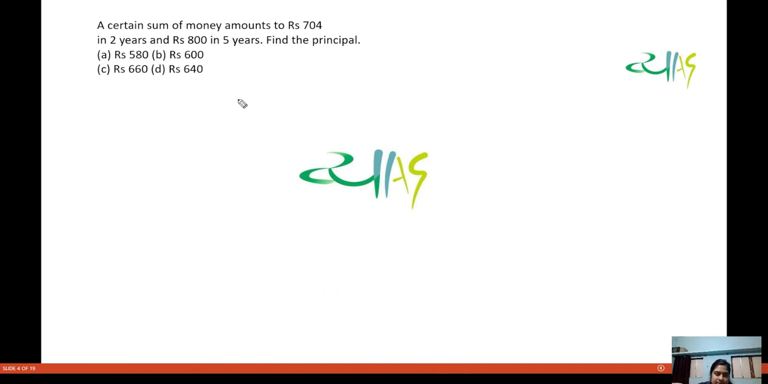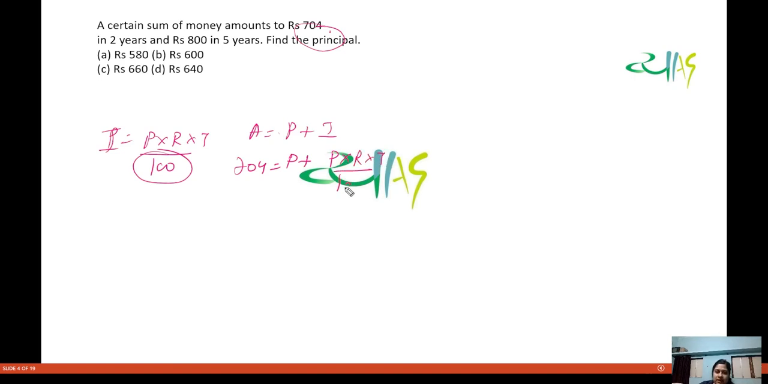I will once again explain. This question can be done in many ways. One thing you can do here is write I is equal to P into R into T divided by 100. The amount given is equal to principal plus interest. So 704 is P plus I, and that is equal to P into R into T by 100. Or you can write this as P times (1 plus RT by 100) is equal to 704.